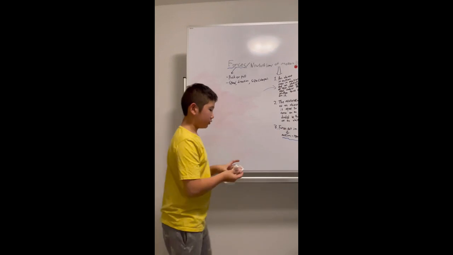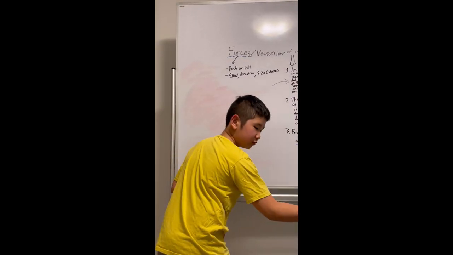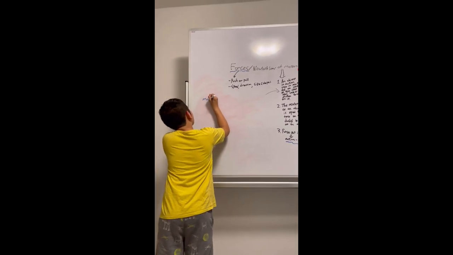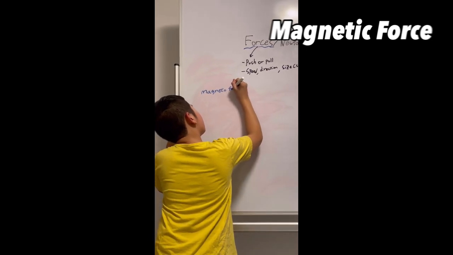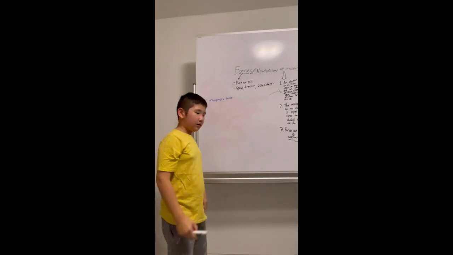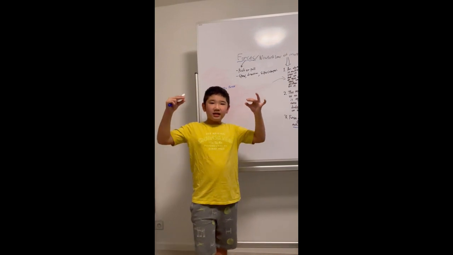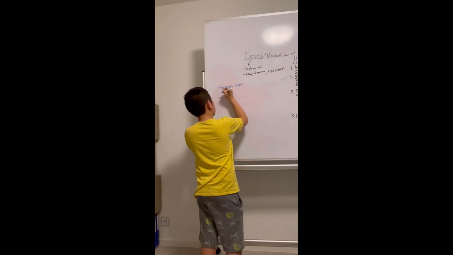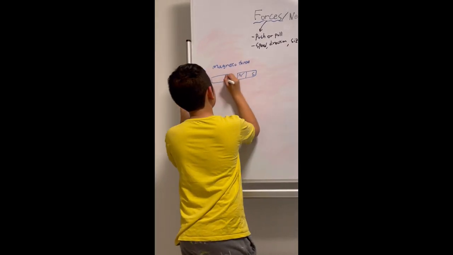Okay, so this time, the magnetic force. I'm just going to use blue. Magnetic force. So, you tried to play with magnets before, right? When you have magnets, you have N and S. N and N repel. So there's this magnet together. Let's say this is N, S, N, S.